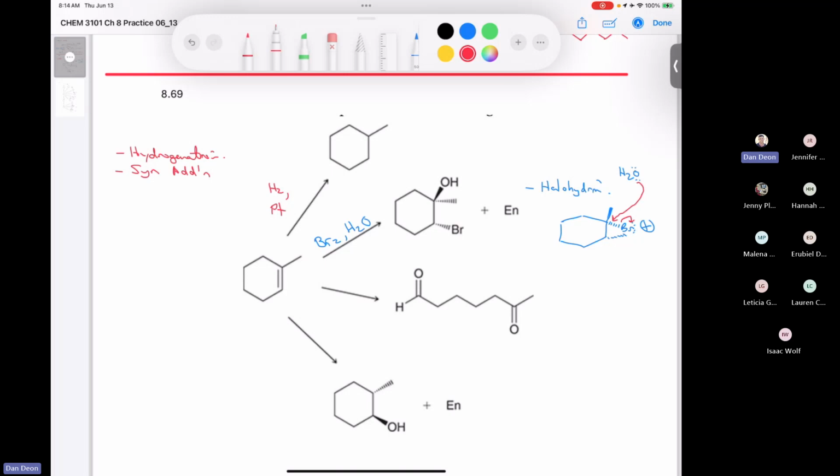And keep in mind that the halohydrin formation proceeds via anti addition. So you have to know the regioselectivity, that the hydroxyl ends up on the most substituted carbon, and you have to know that it's anti-addition. If the hydroxyl is on a wedge, then the bromine would have to be on a dash.